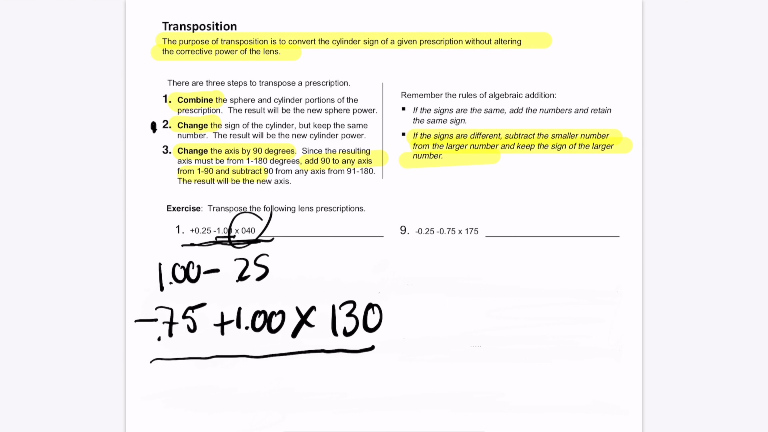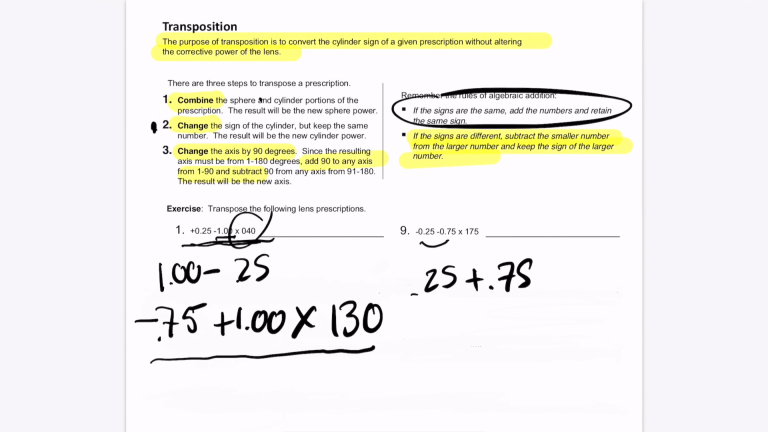On this example, we will have the same power on both our cylinder and our sphere. So combine for same signs. We simply add the numbers and retain the same sign. So 0.25 plus 0.75 is 1.00.